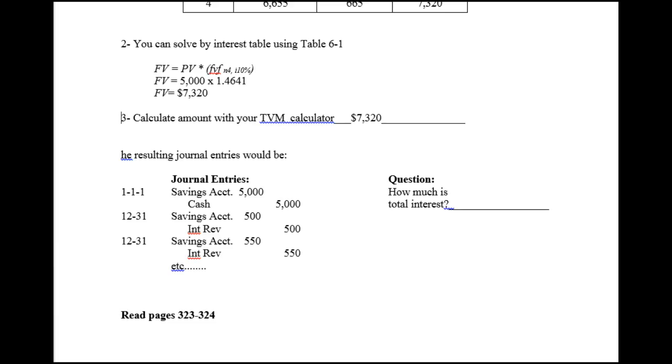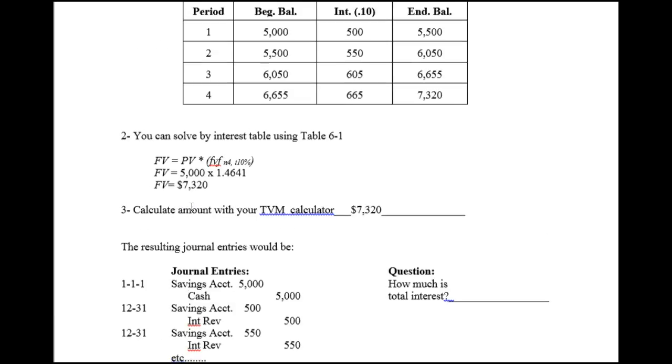What would the journal entries look like for something like this? Let's say you're making a savings account. I guess I better put a T there, huh? The resulting journal entries would be, the first journal entry would be to make a deposit in the savings account, debit savings account, credit cash for $5,000.